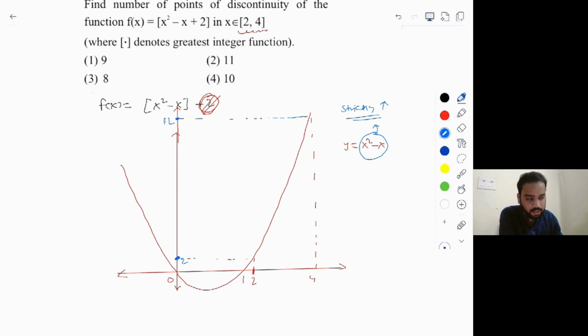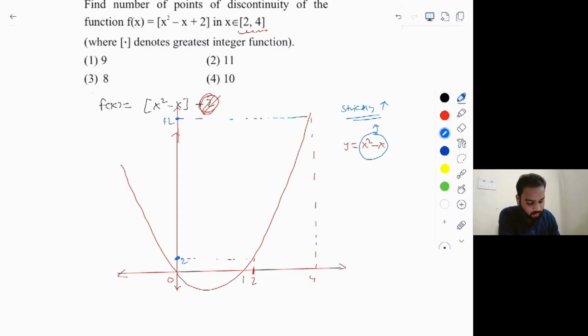x square minus x is a strictly increasing function. So what is the basic concept here of a strictly increasing function when you have that in the step function? All the intermediate points are going to be definitely discontinuous points. What is the meaning of intermediate points here?